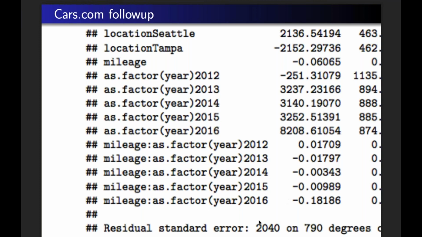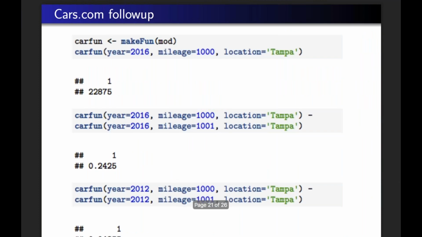There's still a lot of error in this model. We're seeing a residual standard error of about $2,000. So our average predicted value is plus or minus $2,000. And there's an R-squared value of about 0.74 that you can't see on the screen, a little bit lower down.